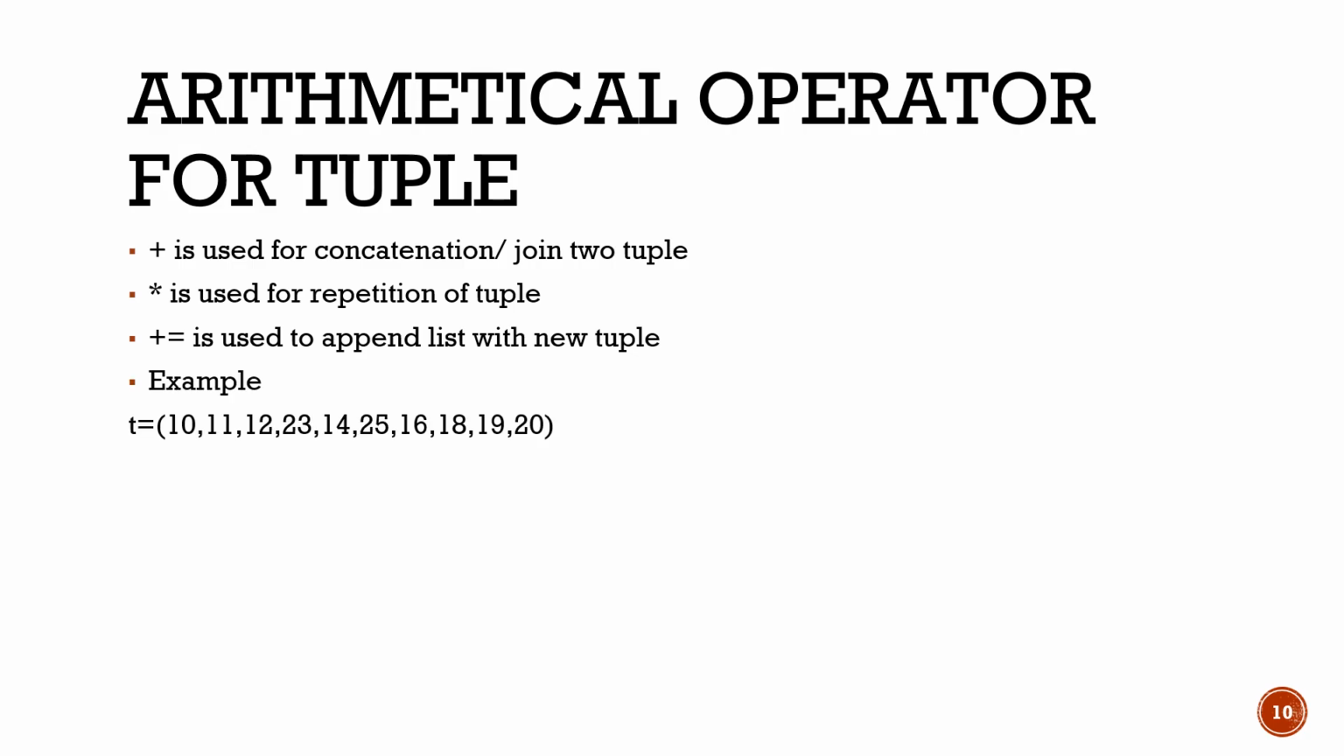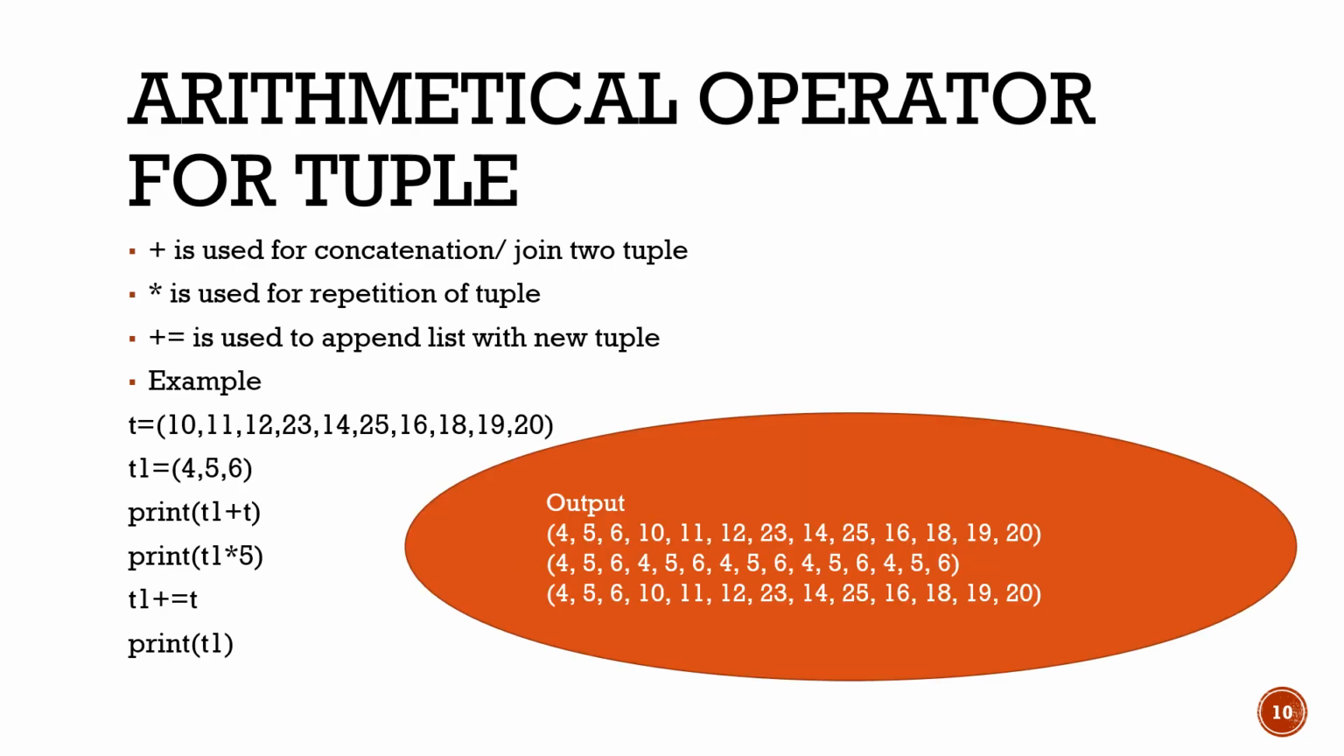Example, t is equal to, again I have the same elements, t1 is equal to 4 5 6. So t1 plus t means it's going to return the first t1 elements as they are, and then the t elements. Then t1 into 5 means it's going to display the t1 elements 5 times, 4 5 6 4 5 6 4 5 6 4 5 6 and 4 5 6. t1 plus equal to t means here I want to update my t1 with the new elements from the t tuple. So print t1. Look at the output here.